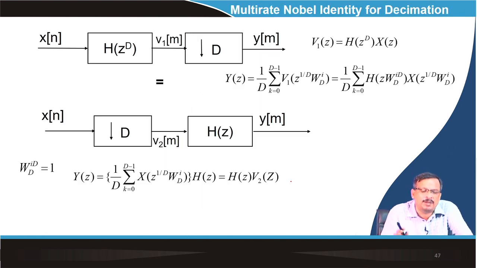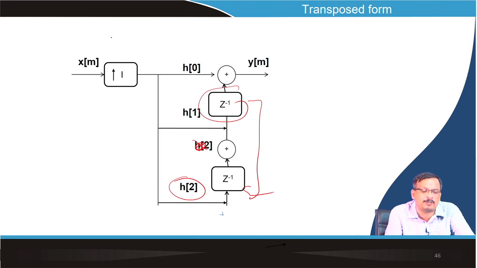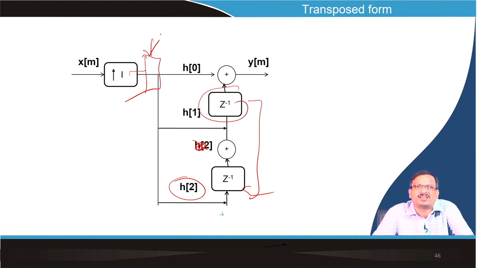So I can implement that FIR filter, whether it is after upsampling, which removes the multiple images of the signal, or before downsampling, which is called the anti-aliasing filter. Both can be implemented using an FIR filter.